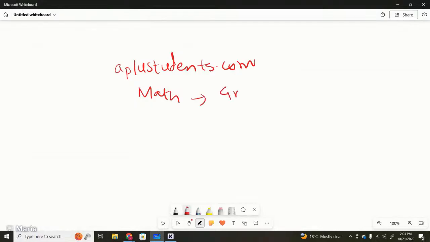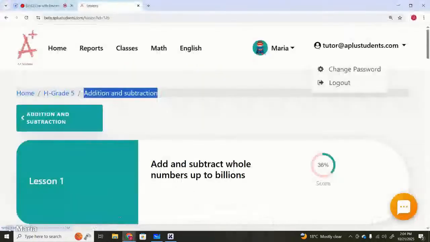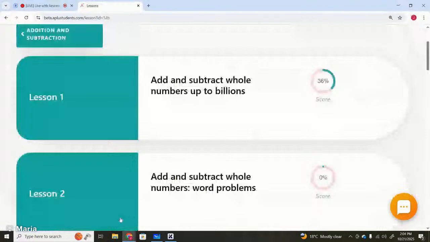Scroll down to grade 5 math and then click on view all lessons. There you can find a list of the chapters. We're going to start with the chapter addition and subtraction. So let's just start with the first lesson, that is add and subtract whole numbers up to billions.